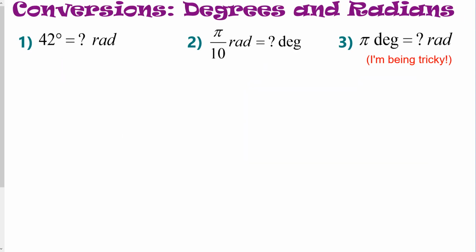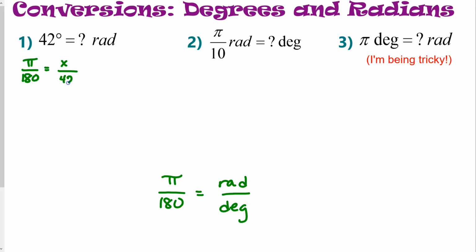Now, sometimes you'll have angles that you want to convert, either from degrees to radians or from radians to degrees, and they might not be a common angle. So this is where we're going to use the proportion. Pi over 180 is equal to radians over degrees. So in number 1, we have degrees, and we're looking for radians. So we write pi over 180 equals x over 42. Now it doesn't matter if you flip this proportion upside down, like 180 over pi equals degrees over radians. That works too. There's a lot of different ways you could orient this proportion and it's still true.